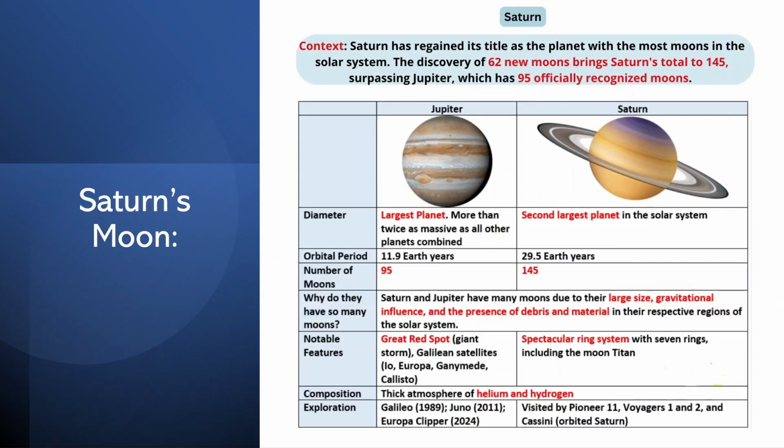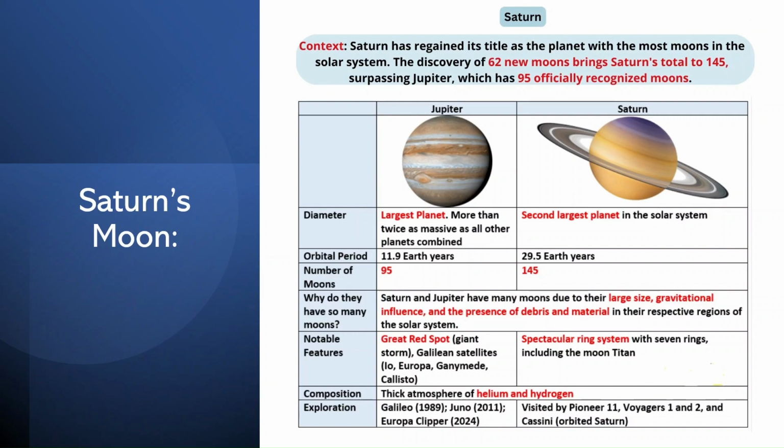Next, Saturn has been renamed as the planet with the most moons, with a whopping 145 moons in total, right? Saturn and Jupiter, which are the two gas giants, have an impressive number of moons due to their massive size, powerful gravitational pull, and abundant debris in their respective regions. Among the 145 moons of Saturn, the most notable one is Titan, with a thick atmosphere comprising helium and hydrogen. So remember, Titan is the largest moon of Saturn, and it has a helium and hydrogen atmosphere.